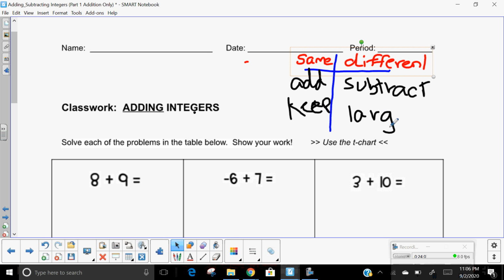Okay, so then you find out what the signs are. If they're the same, you follow the steps underneath. If the signs are different, you follow these steps underneath here.